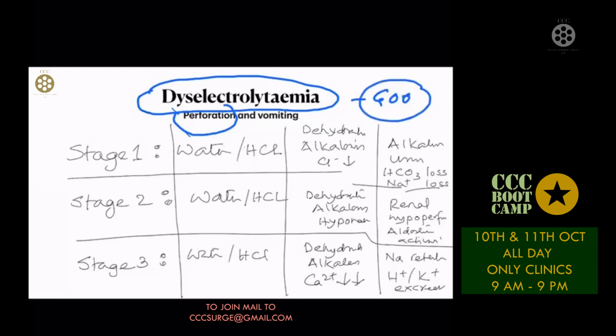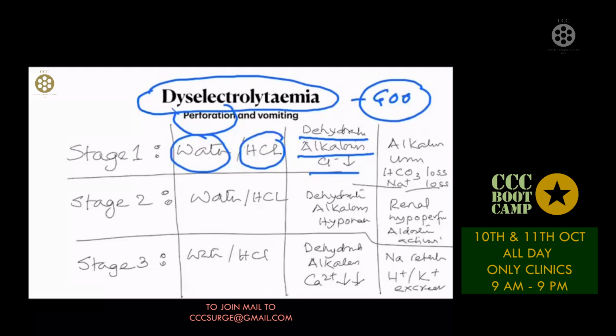And all of you know, if I divide it into stage 1, 2, and 3, in stage 1, of course, the patient vomits out water, so water loss is there, so hypovolemia is there. The patient has got a vomiting of HCl, so the hydrochloric acid is going to decrease, and therefore the patient has dehydration, alkalosis, and reduced calcium. This would mean a urine which is going to be alkaline, and it is because there is loss of bicarbonate and associated with the loss of sodium.